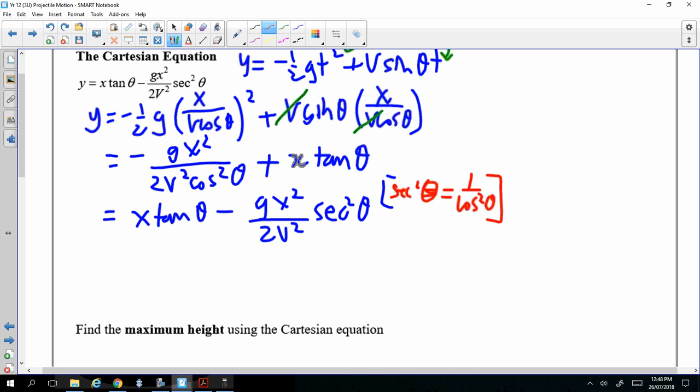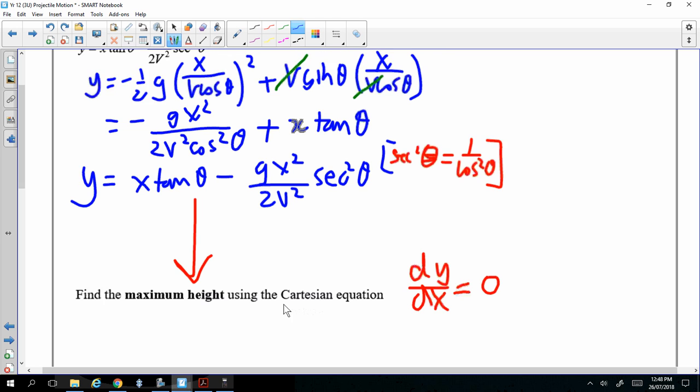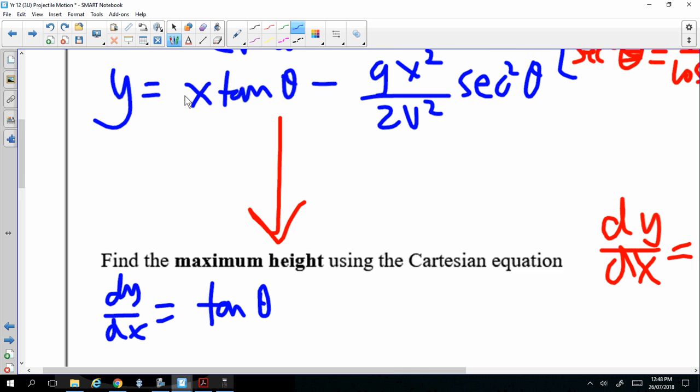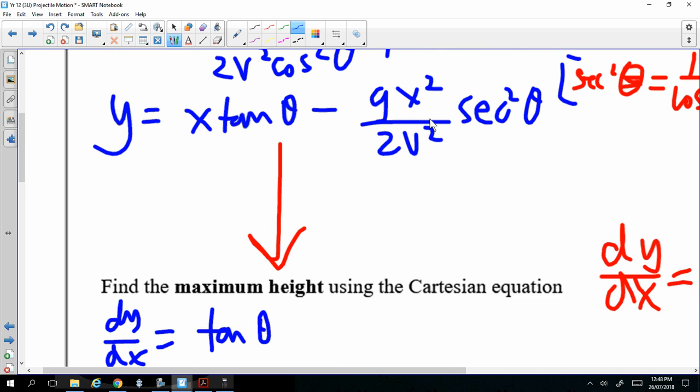Let's try to do this. We differentiate: dy over dx equals tan theta, because differentiating x gives 1. Differentiate x squared, you get 2x, so you get negative g times 2x sec squared theta over 2 v squared, right? And then you make that equal to 0 to find out what x is. So x is going to be: tan theta equals g x sec squared theta over v squared.